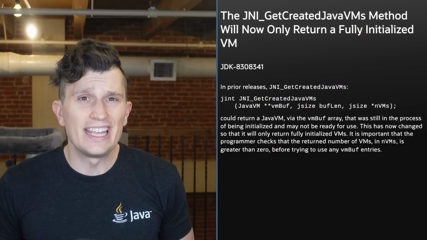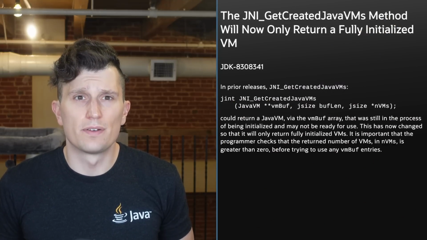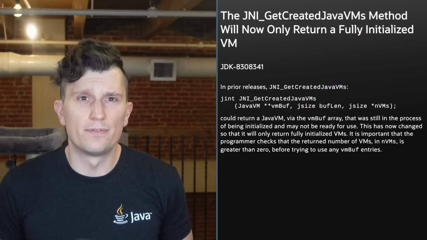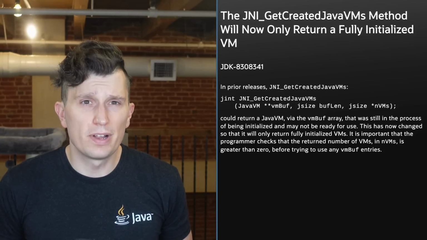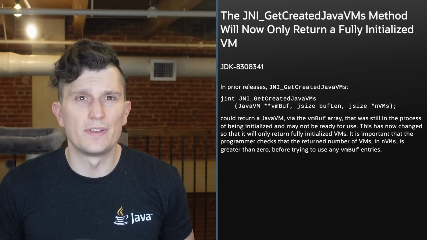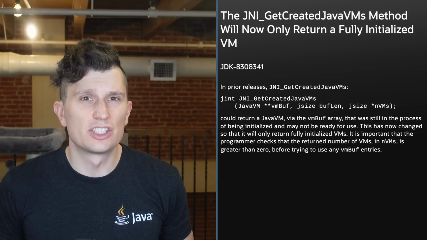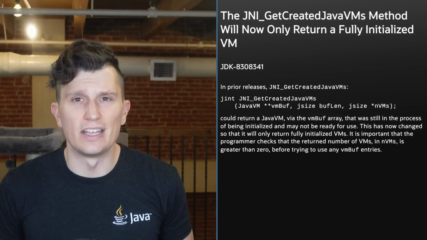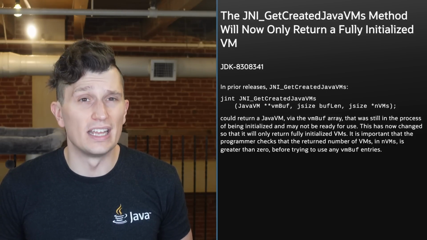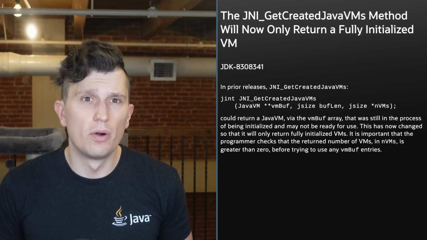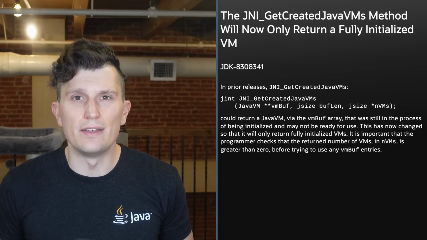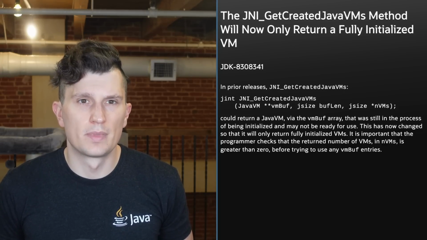The JNI GetCreatedJavaVMs method will now only return a fully initialized VM. In previous versions, partially initialized VMs would be returned. It is important that the programmer checks that the returned number of VMs in nVMs is greater than 0 before trying to use any vmBuf entries.